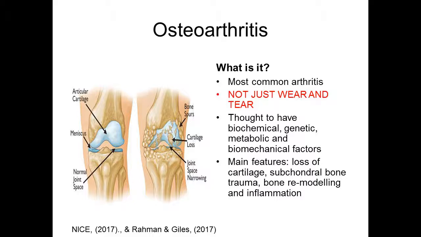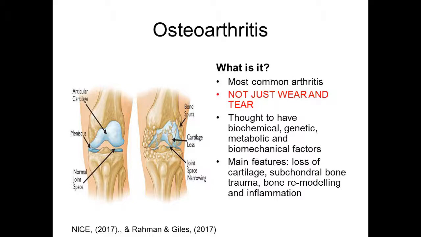Historically, and even now, we quite often describe osteoarthritis as just wear and tear, and I think it's important to highlight right from the start that it isn't just wear and tear. We're going to have a wee look at that in more detail in terms of the pathophysiology of this condition. It is thought to have biochemical, genetic, metabolic and biomechanical factors. And obviously some of the main features we know of osteoarthritis are loss of cartilage, subchondral bone trauma, bone remodelling and inflammation. And I think that's important.